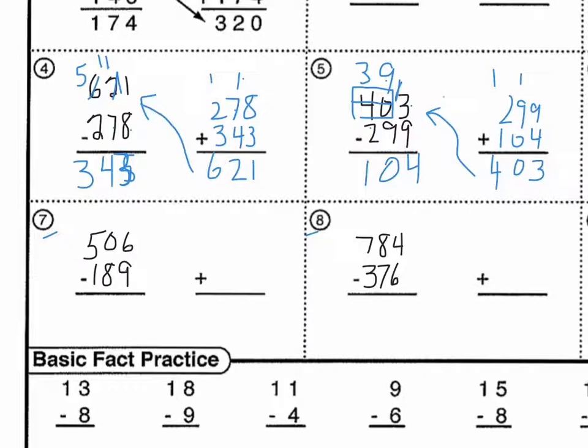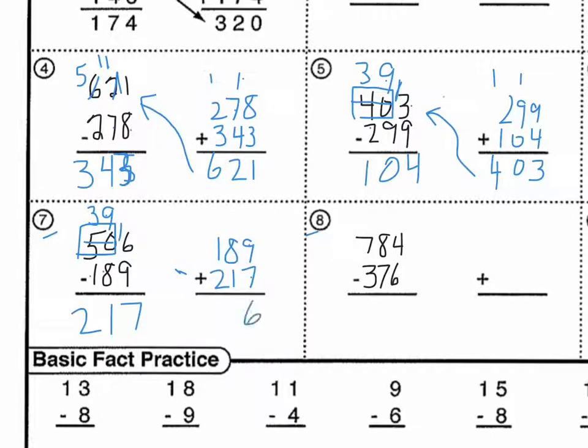I am going to make a mistake on this one just to show you how this does not add up over here if you make a mistake. So we regroup from the 50 and make it 39. And 6 becomes 16. 16 minus 9 is 7. 9 minus 8 is 1. 3 minus 1 is 2. And then I add together 189 and 217.